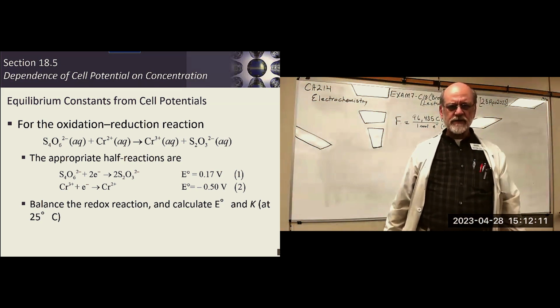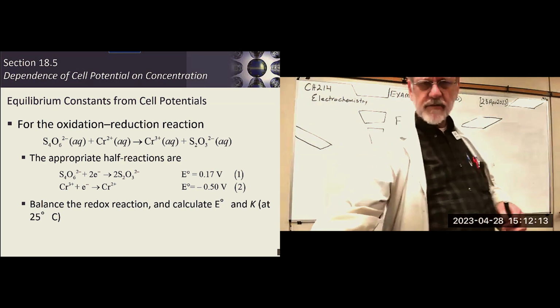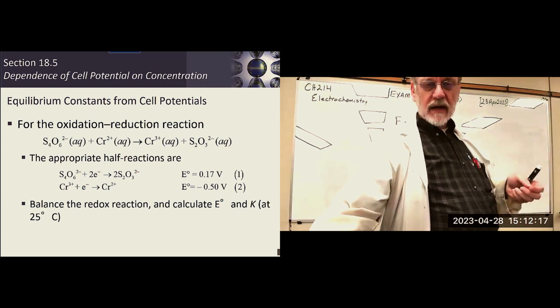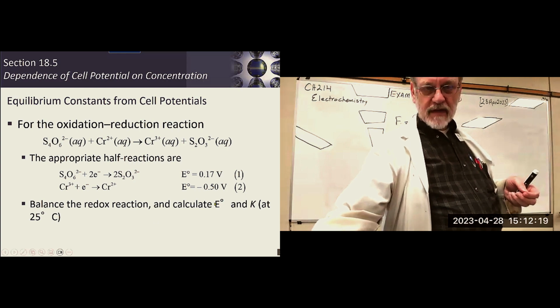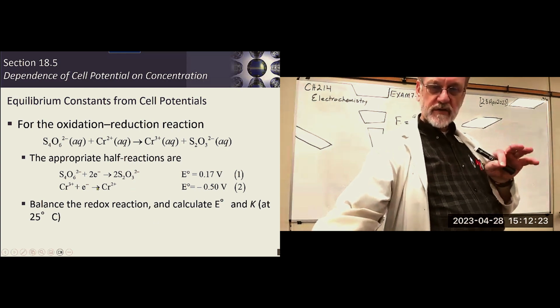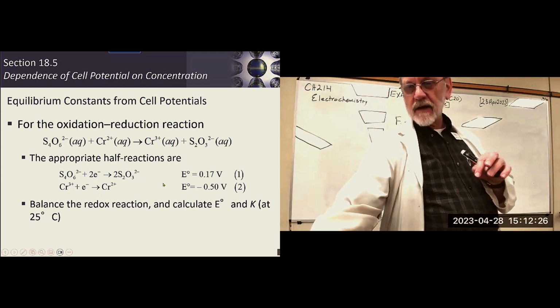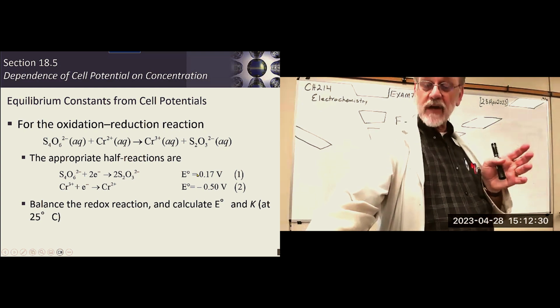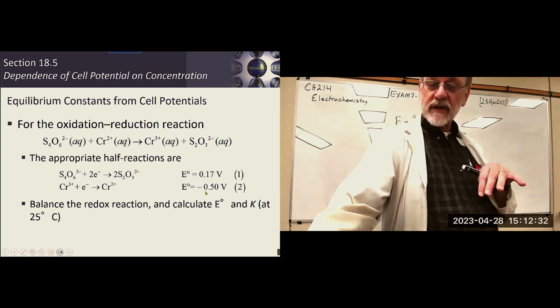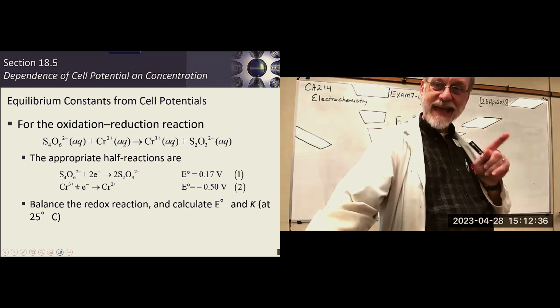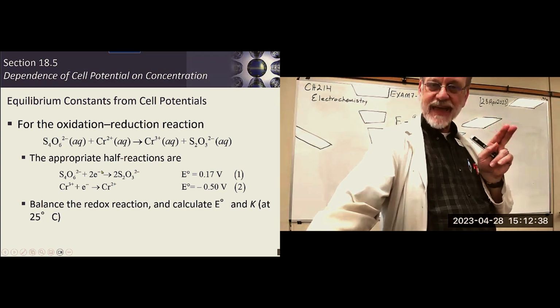Let's see, equilibrium constant from cell potentials. Okay, so we got this reaction, and we have the standard potentials here. And we're going to find out which one is which. If we flip the top one, then we still get a negative number. But if we flip the bottom one, then we get a positive number. So the bottom one, the chromium, is going to be the anode, and the top one's going to be the cathode.